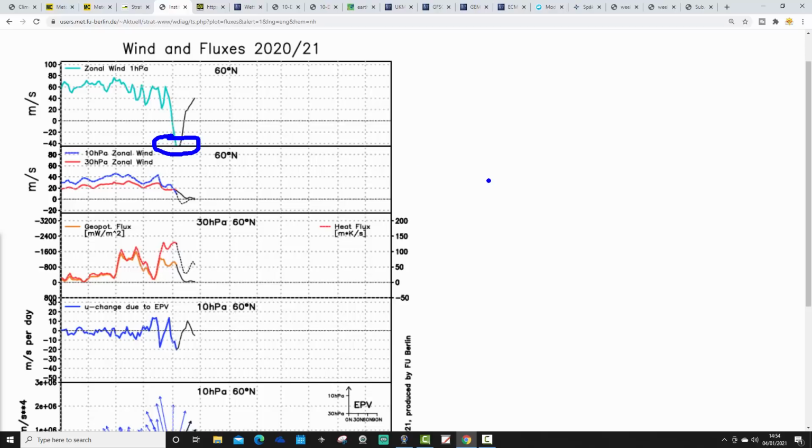So the zonal wind there has completely reversed, absolutely collapsed. It's going to spring back up very quickly, but that is a complete reversal of the zonal wind at 1 HPA. Going down to the more significant level, because that's well above the boundary level of where weather is taking place in the troposphere.